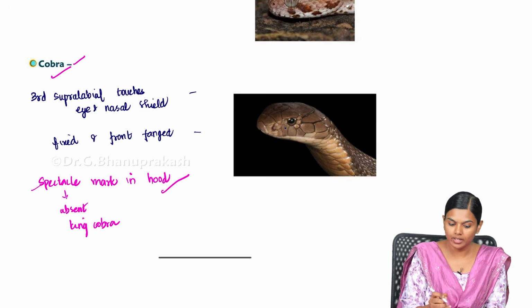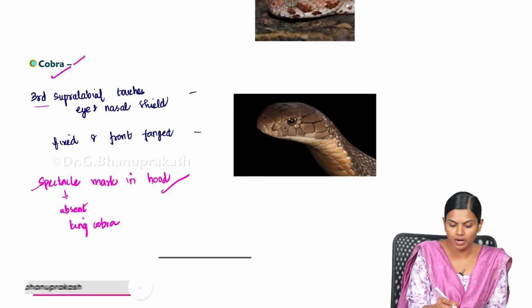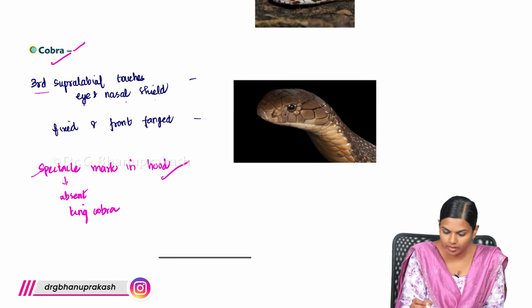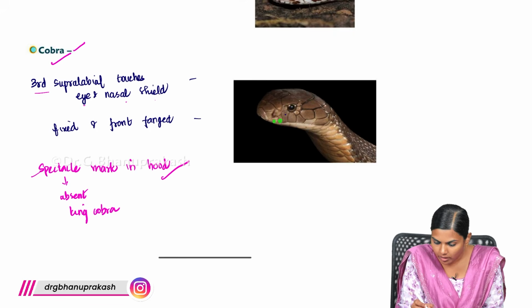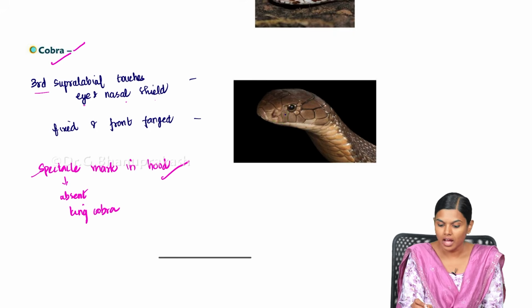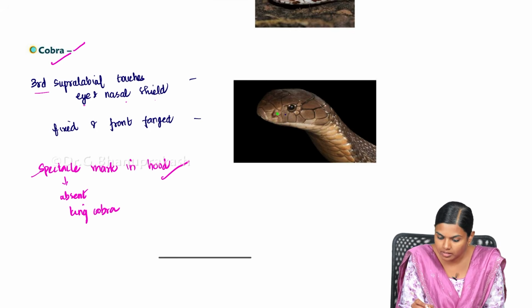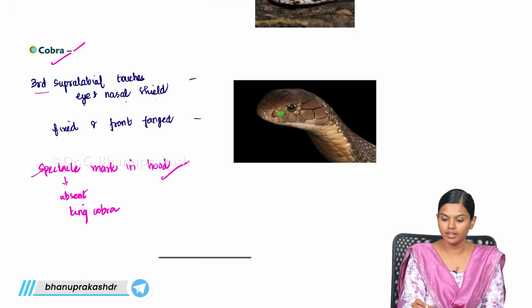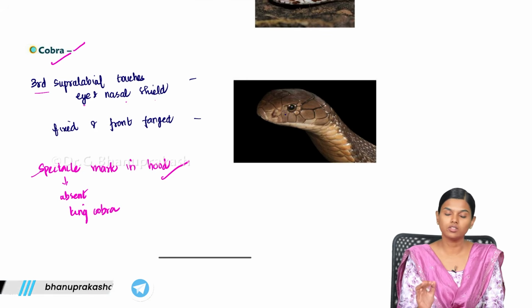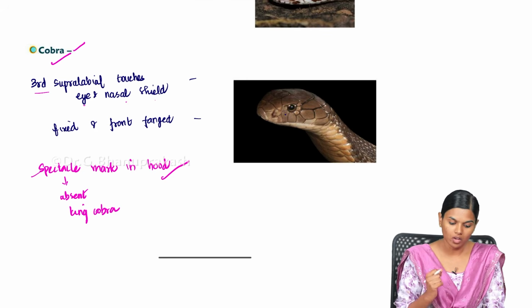And here you can see the third supralabial scale touching the eye and nasal shield. So here this is 1, 2, 3. This third scale will be larger and it will touch both the nasal and eye shield. Like here it is touching the nose and here it is touching the eyes. So this third supralabial scale will be larger. Using this you will be able to identify cobra.